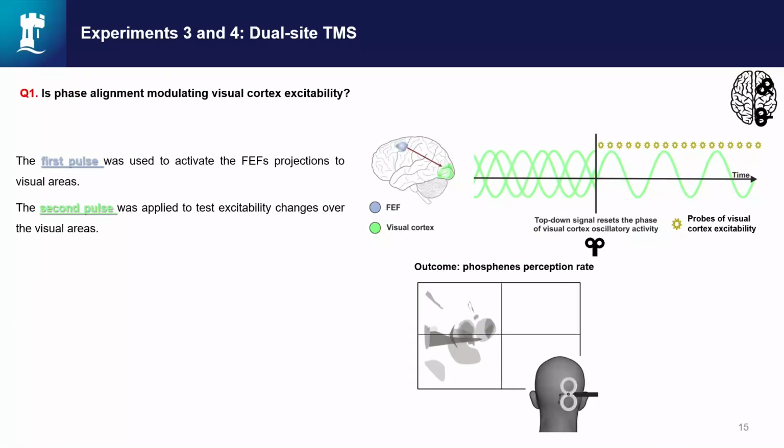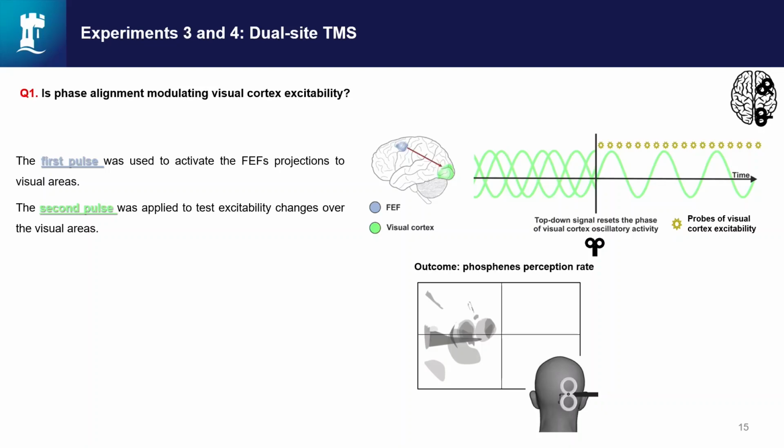And then we thought, okay, what is actually changing over time? And we thought maybe it's the excitability of the visual cortex, so we planned another experiment. In this case, the frontal fields are stimulated, and then after some time, the visual cortex is stimulated, and participants are asked to report whether they perceive phosphenes. So I don't know if you're familiar, but phosphenes are a measure of excitability. The more phosphenes means that the visual cortex is more excitable. So the design is actually the same.